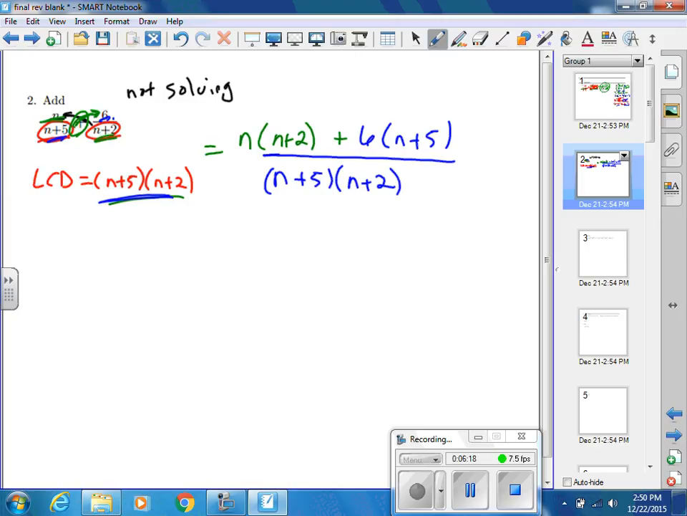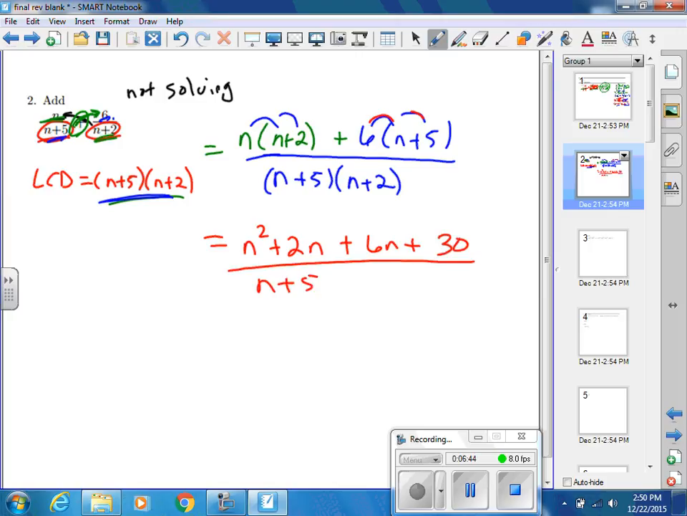Now you might be thinking, oh, can I just start canceling? No, you can't. What we want to do is multiply out the top, simplify, and then see if we can maybe do some canceling or some more factoring, okay? So here, if I go ahead and multiply out the first one, I get n squared plus 2n, multiply this out, and I get plus 6n plus 30 here. All over, I just rewrite this, n plus 5, n plus 2, okay? Now here, I have some like terms I can combine. Let's go ahead and do that. N squared plus 8n plus 30.